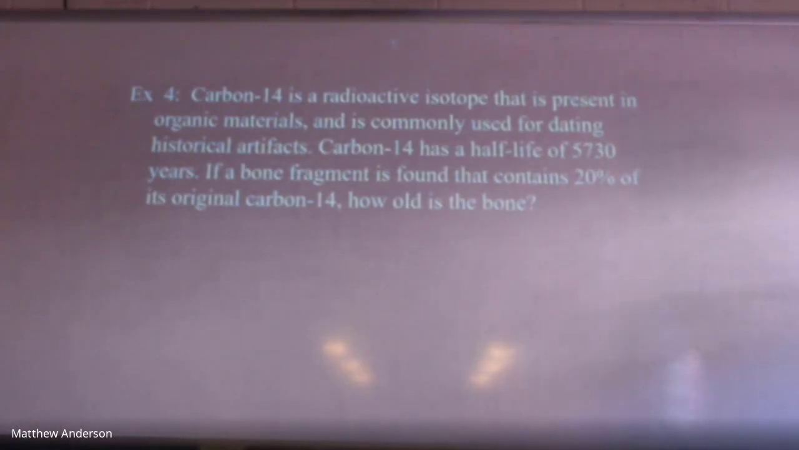But anyway, example 4, we've got carbon-14. It's a radioactive isotope that is present in organic materials. It is commonly used for dating historical artifacts. Carbon-14 has a half-life of 5,730 years. If a bone fragment is found that contains 20% of its original carbon-14, how old is the bone?